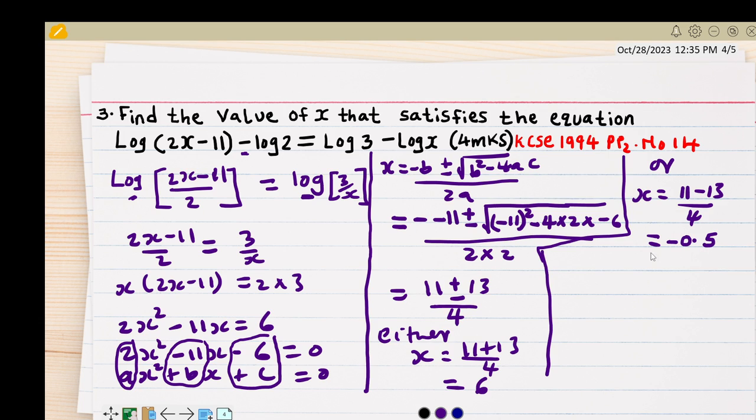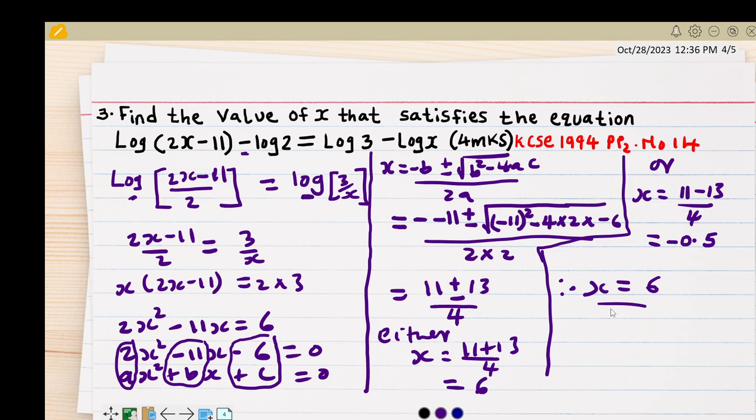But again, we look at the question, what was x representing? If I substitute my value of x, for example, in this particular case, if I substitute x as negative 0.5, I'll end up with logarithm of a negative number. And we know that logarithm of a negative number is not defined. Similarly, if you substitute negative a half here, the whole of this bracket will give you a negative answer. So logarithm of a negative answer does not exist. That is why we are rejecting x as negative 0.5 as the answer. Therefore, our value of x will actually be equal to positive 6, because the logarithm of a positive number is defined, but logarithm of a negative number from the given equation is not defined.